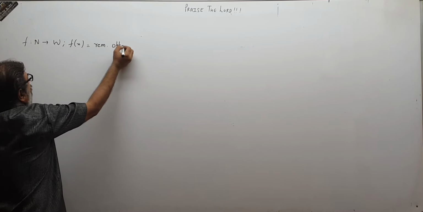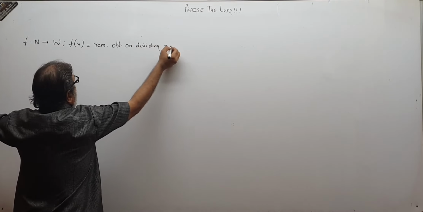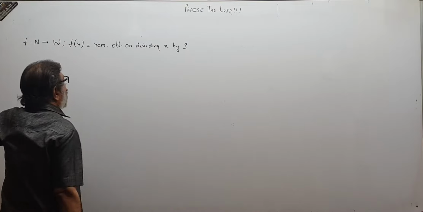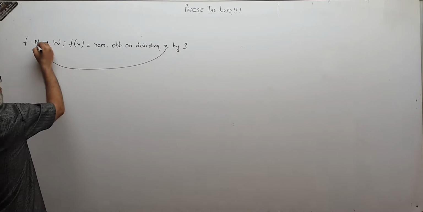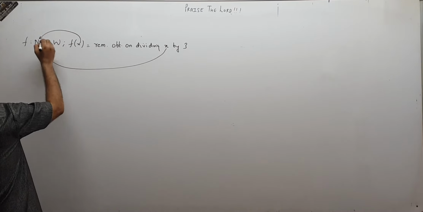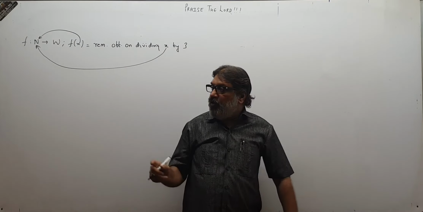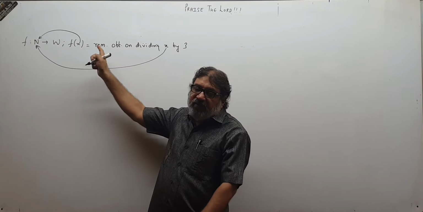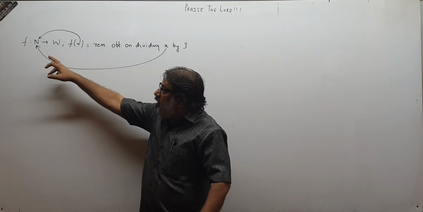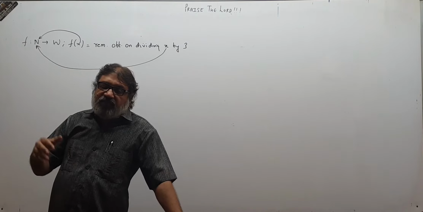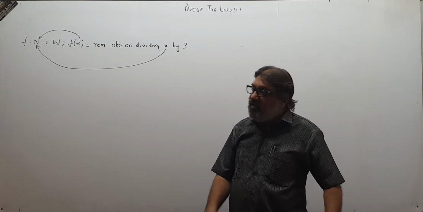The remainder obtained on dividing x by 3. So whatever x I pick up from N, x will be picked up from here, the domain. So I have to check the value of the function, which will be obtained as the remainder that we get when we divide x by 3. So we will pick up x from here: 1, 2, 3, 4, 5, 6. Each time we will divide by 3, and whatever we get as the remainder, that will be the value of the function.